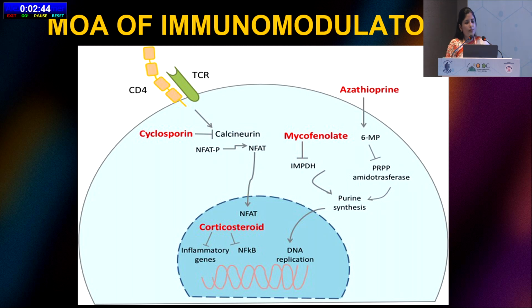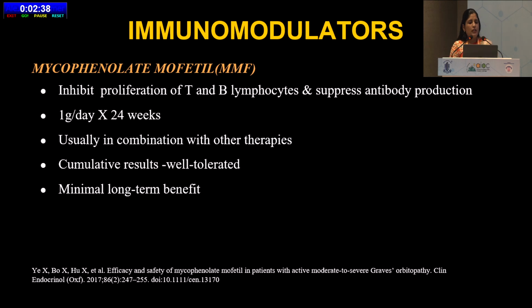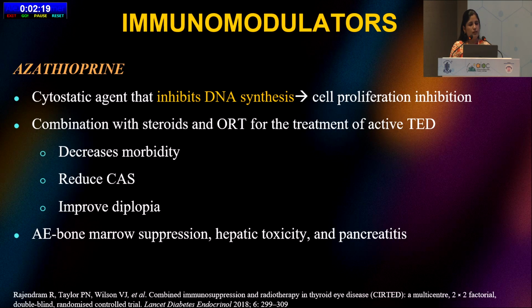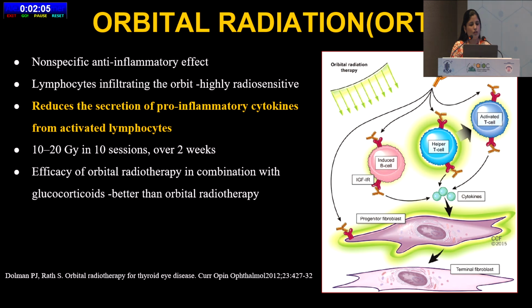Then steroid sparing agents would be either cyclosporin, mycophenolate or azathioprine. So mycophenolate inhibits both T lymphocytes and B lymphocytes, given in a dose of 1 gram per day for 24 weeks, which has a minimal long-term benefit and it is well tolerated. Then cyclosporin alone or in combination with glucocorticoid therapy, given in a dose of 5 mg per kg body weight. It inhibits calcineurin and also prevents the secretion of IL-2 by CD4 plus lymphocytes. And azathioprine, which is usually practiced by the oculoplasty surgeons alone, which inhibits DNA synthesis, which has a good adverse effect profile, and also it decreases morbidity, reduces the clinical activity score, and also improves diplopia.